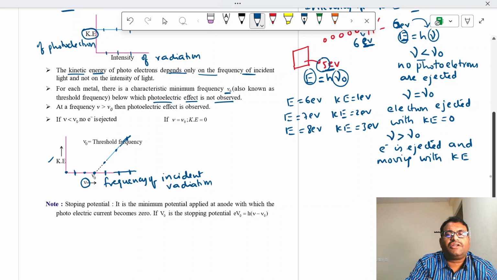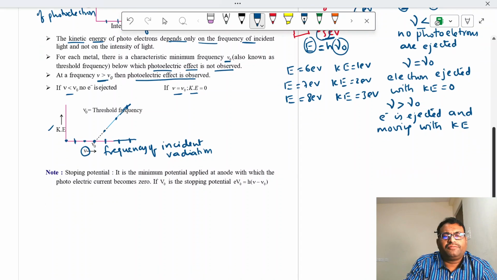Nu less than nu naught. At frequency nu greater than nu naught, the photoelectric effect is observed. If nu is less than nu naught, photoelectricity is not observed. If nu is equal to nu naught, photoelectron ejects from the surface of the metal with kinetic energy equal to 0. Okay.